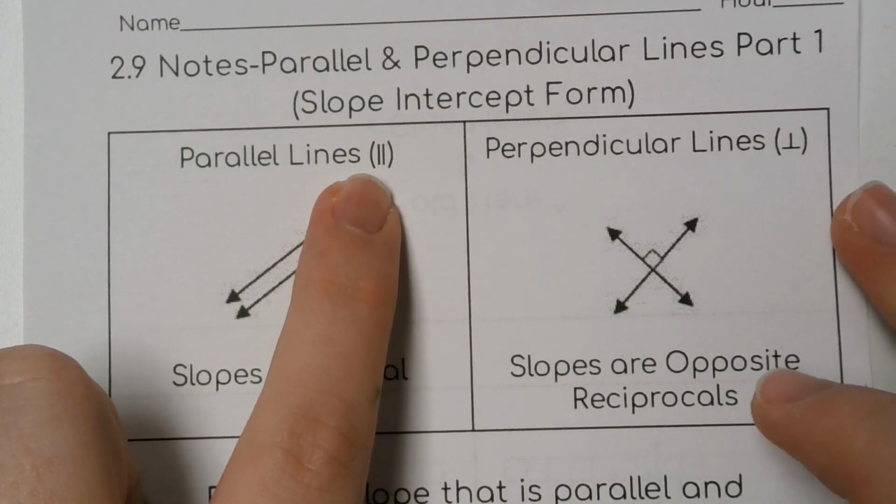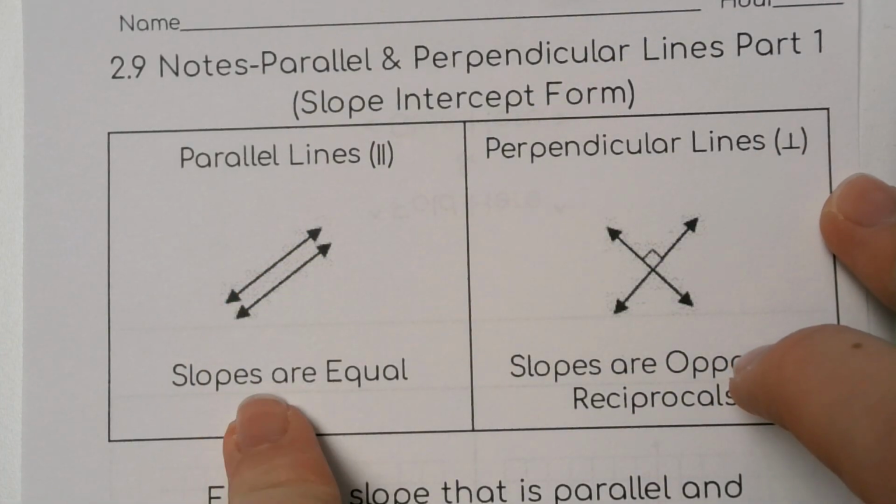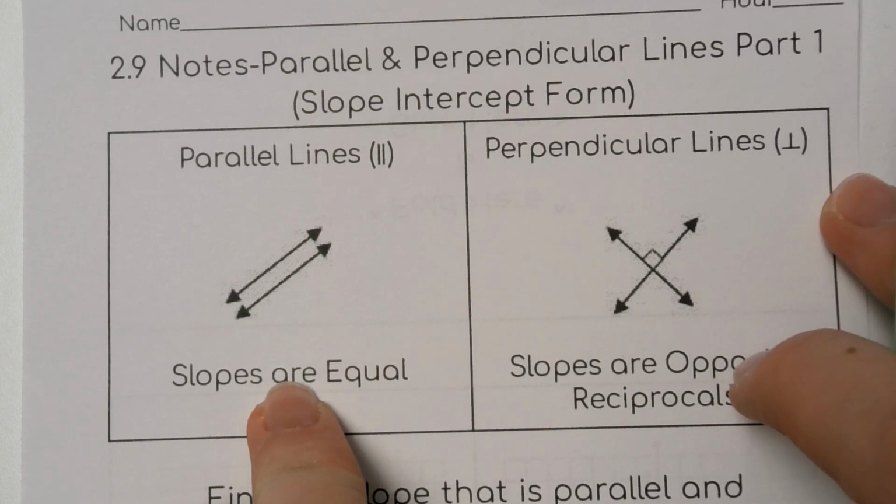So parallel lines, this is their symbol. It's two lines that never touch. That means they have the same slope. Their slopes are the same. They're equal.